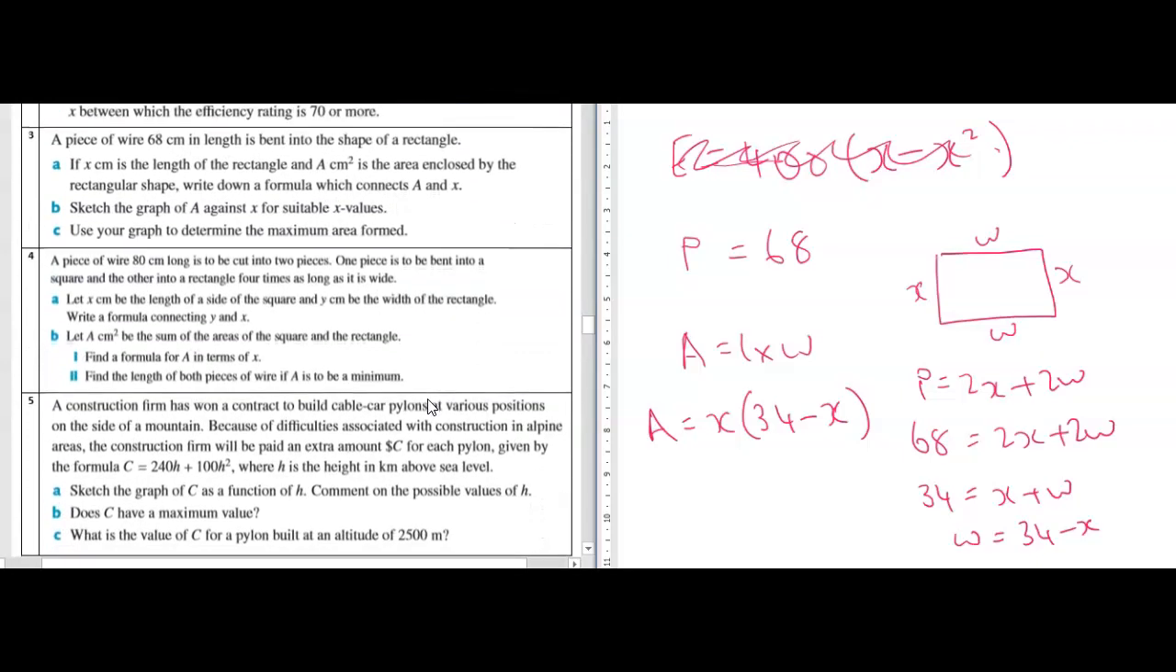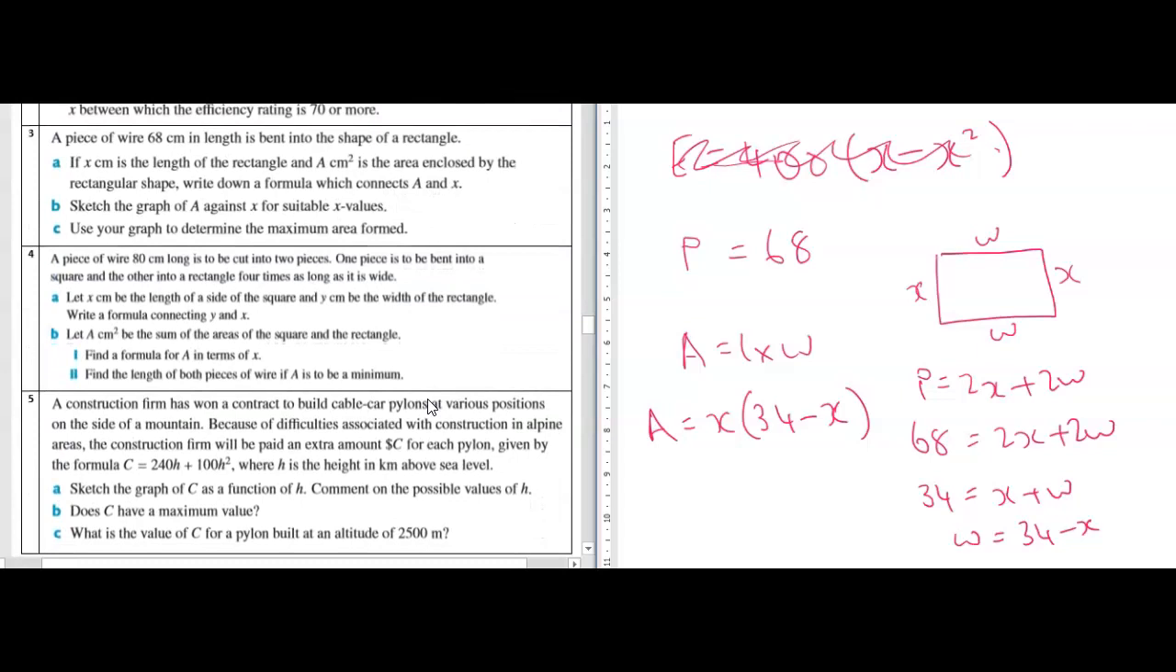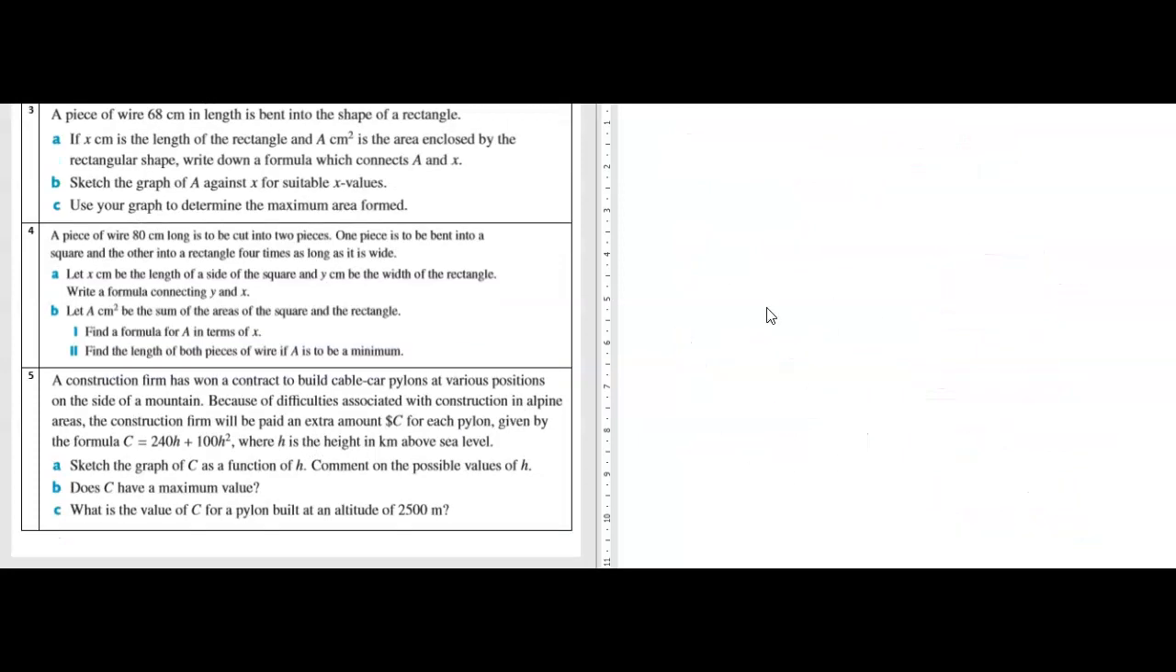All right, question 4. A piece of wire 80 centimeters long is to be cut into two pieces. One piece is to be bent into a square and the other one into a rectangle 4 times as long as it is wide. All right, I'm just going to pause and delete all this. All right, so I'm going to draw first my square. So first of all, your perimeter isn't 80 for each shape, it's for both of them. So the perimeter is equal to 80, but that is your square plus your rectangle.